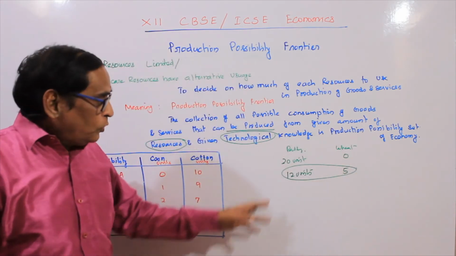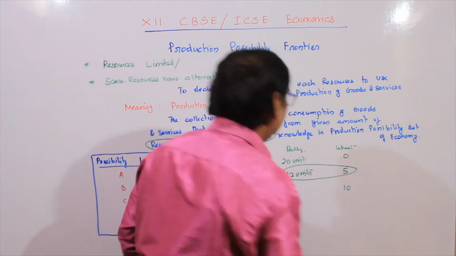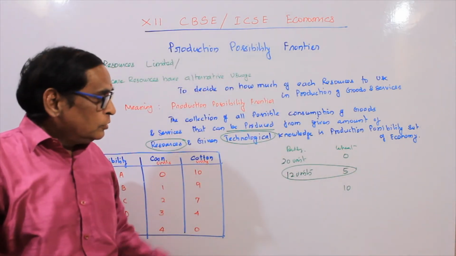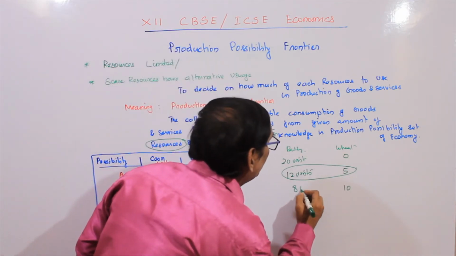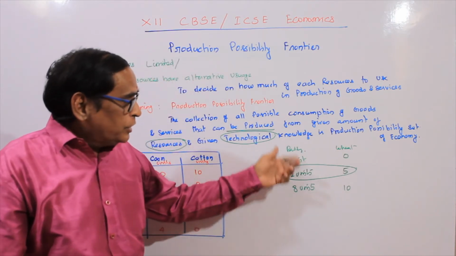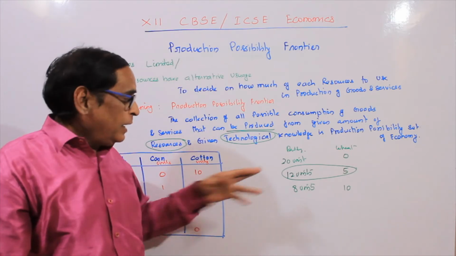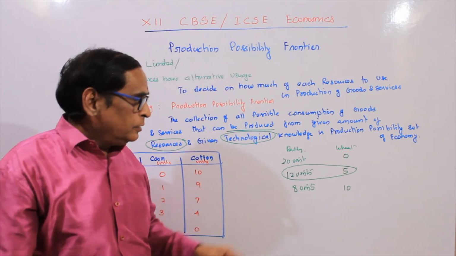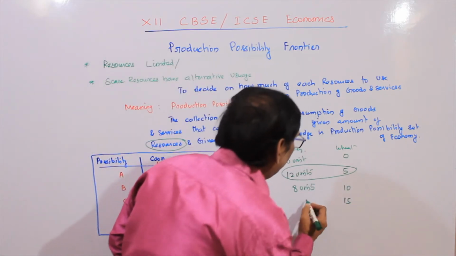Understand? So if I want more wheat, for example 10, then I can produce only 8 units of paddy. If I want both, I can produce 8 units of paddy and 10 units of wheat. If only paddy, I can produce 20 units. If only wheat, I can produce 15 units, but no paddy.